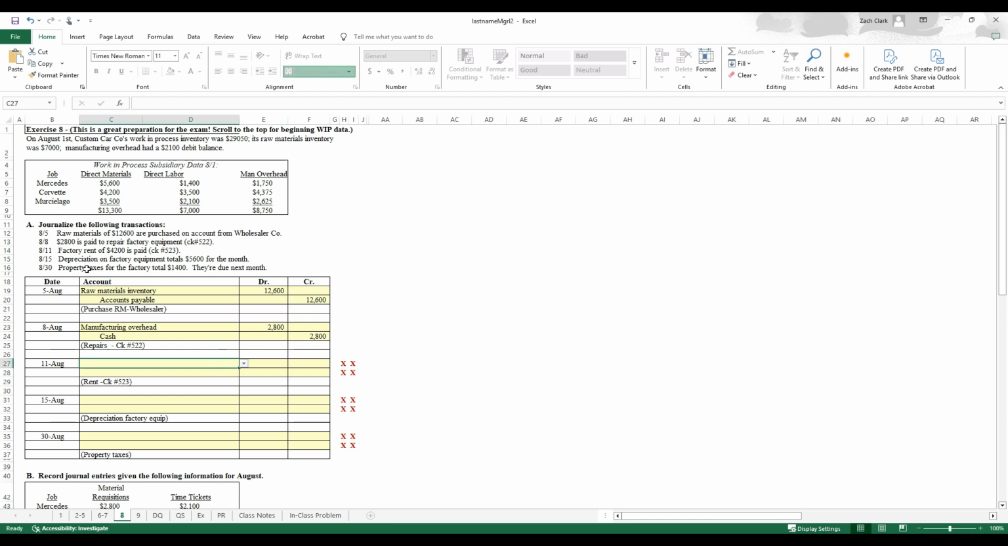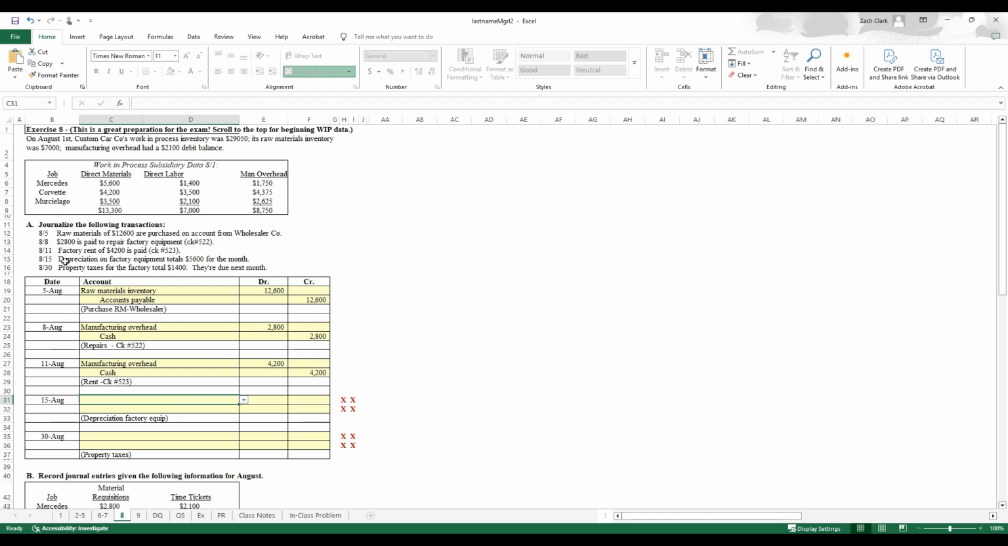On the 11th, factory rent of $4,200 is paid. So again, we've got manufacturing overhead. And this is paid. It shows the check number too, so that helps us understand that it was paid. It's not a liability. Usually your landlord doesn't accept rent payments on account. Usually a prepayment is required for rent a lot of times, or just on the month, or some kind of deposit, etc.